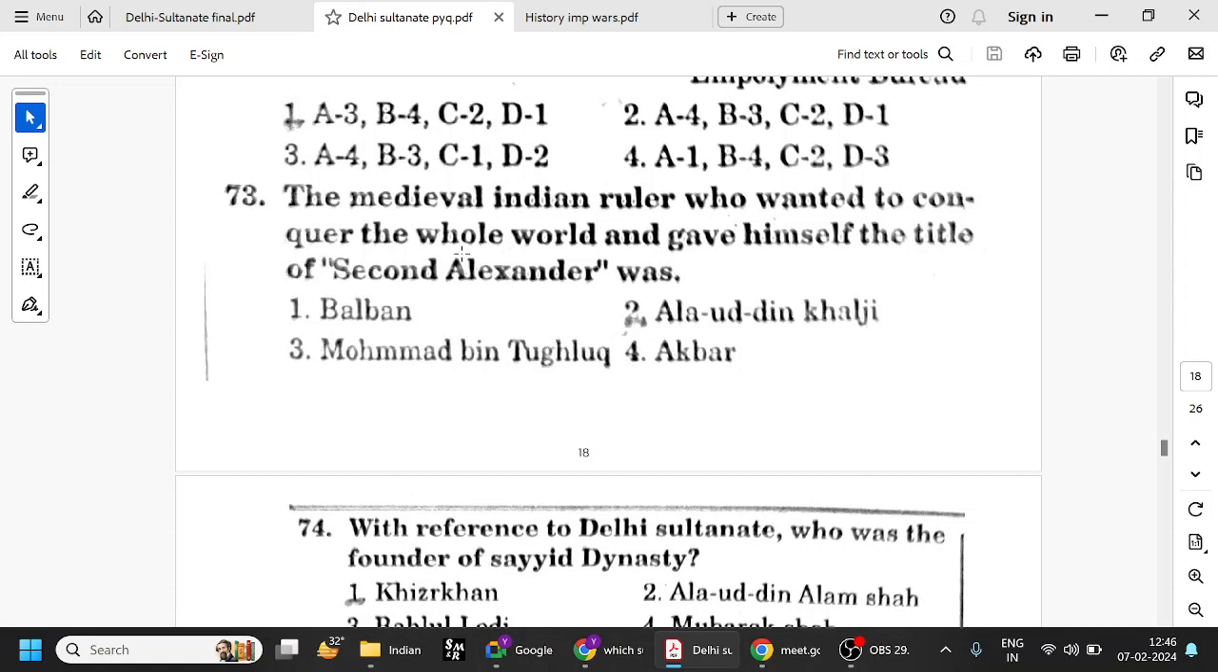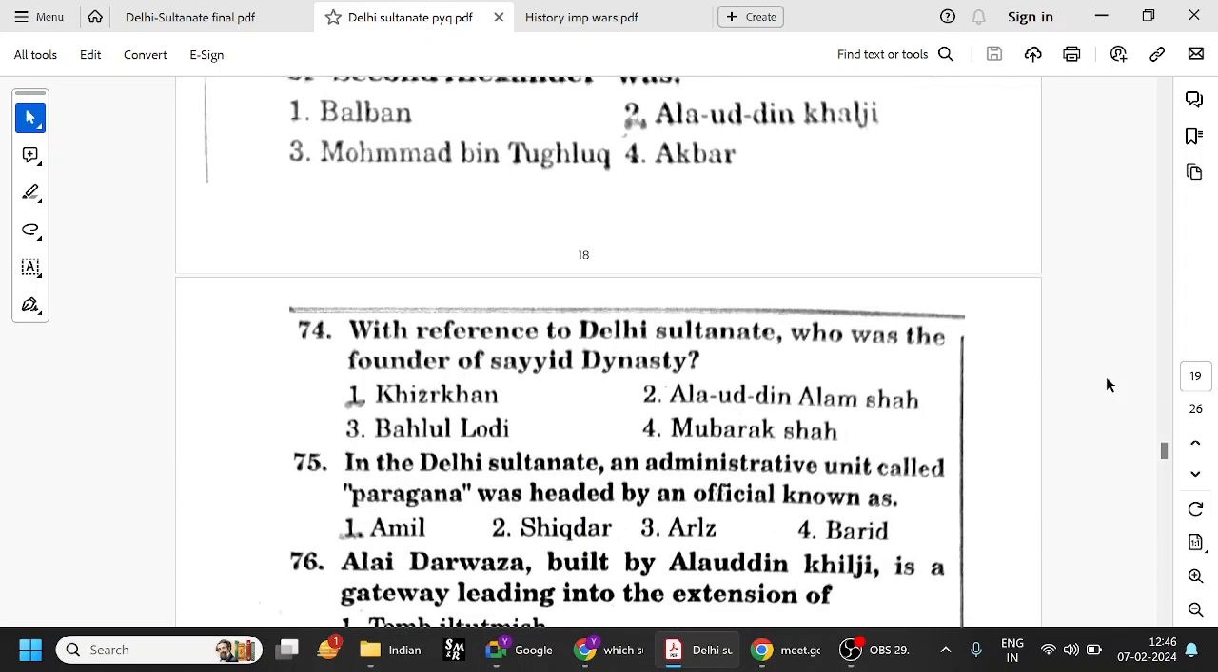Then Alexander was very fond of literature, mythology, etc. coming from this. That's why he wanted to conquer the whole world and wanted to be great. So he brought in the word Sikandar. And Alauddin Khilji also wanted to become like Alexander and conquer the whole world, but it was not practically possible. So he took the title Sikandar-e Saini. That's also very important. So second Alexander means Sikandar-e Saini by Alauddin Khilji.